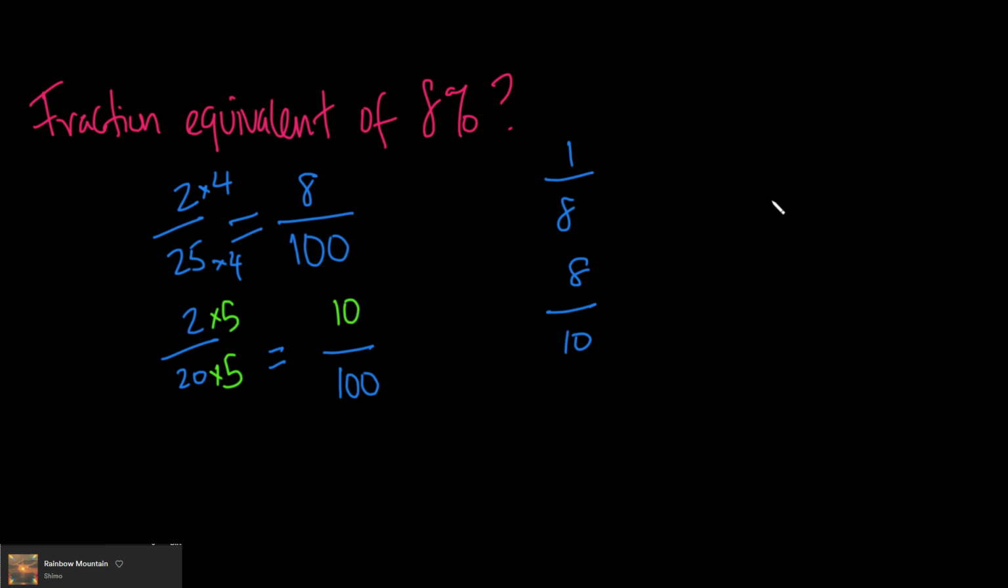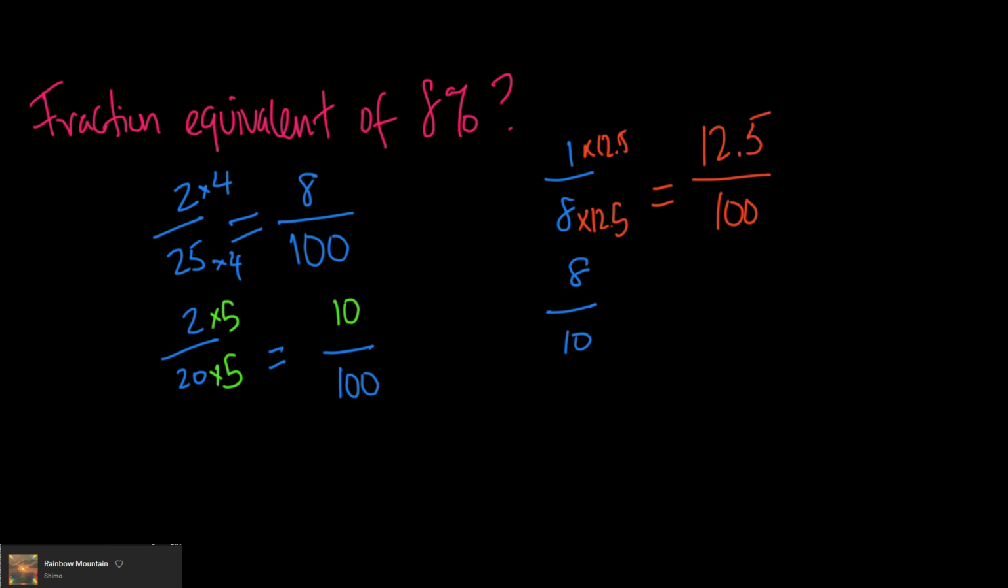And then 1 over 8 equals something over 100, right? So 8 times something equals 100. If you use your calculator, you're going to find that it's 12.5. 8 times 12.5 would give you 100. So if I multiply by 12.5, which means 1 times 12.5 obviously is 12.5 on top.